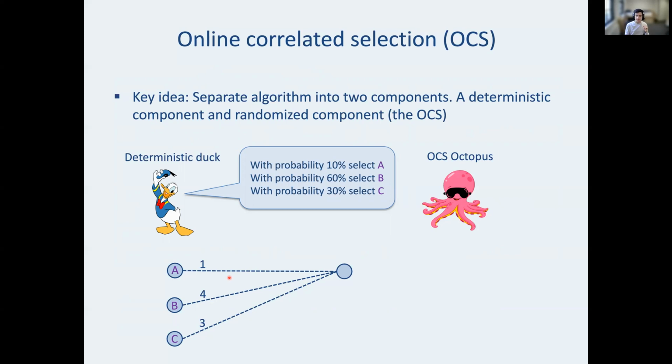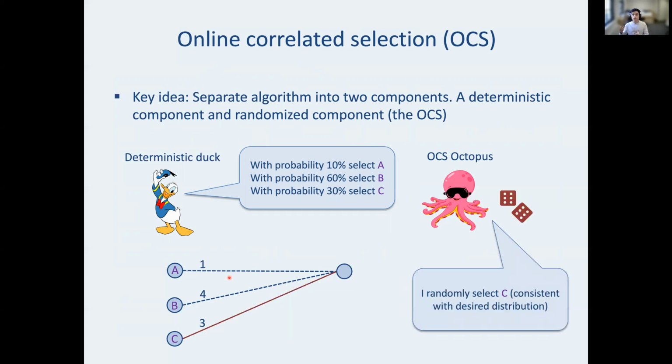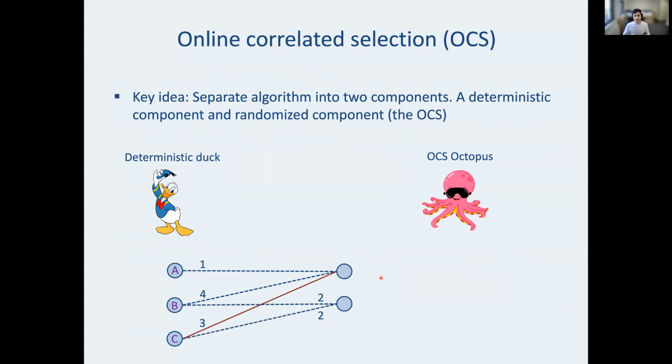The OCS is allowed to be randomized, so it rolls its internal randomness and then picks an edge consistent with this distribution. So there should be a 30% probability that it will select C this round. And let's say C was a selection that occurs. Okay, and then this process continues.